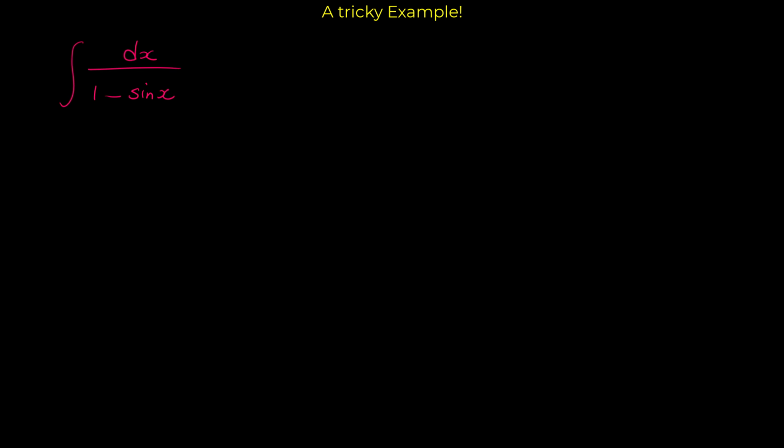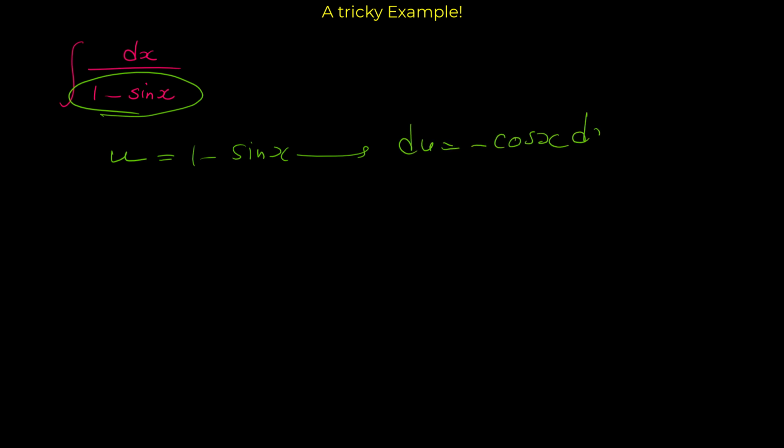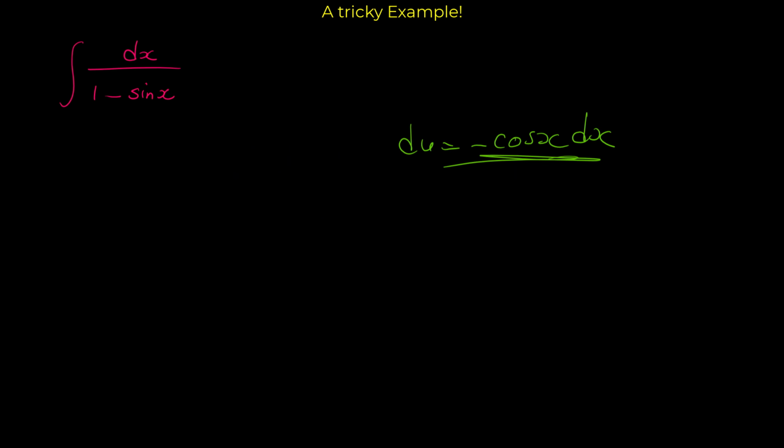For finding this integral, you cannot simply say, okay, I'm going to choose u as the denominator and then I am going to find du. It doesn't work, because if you choose denominator as u, then du would be negative cosine x dx. Derivative of this would be this. Do you have any cosine anywhere? No. So simple substitution doesn't work here.